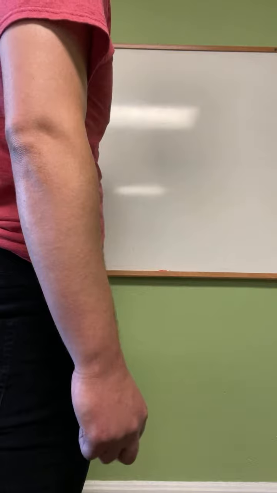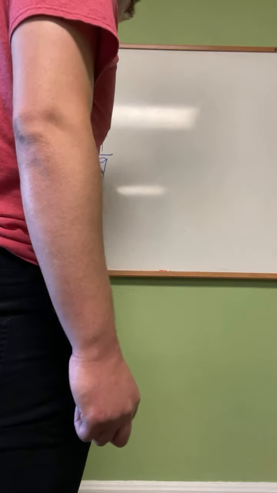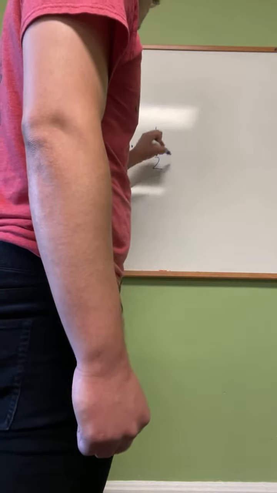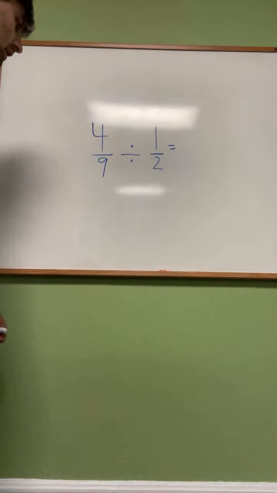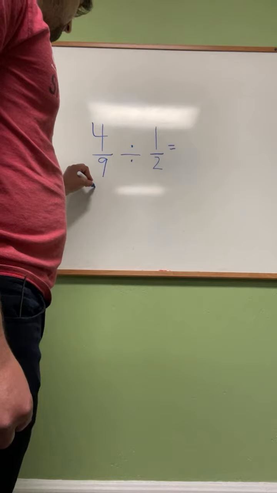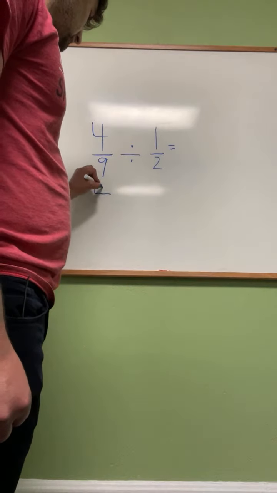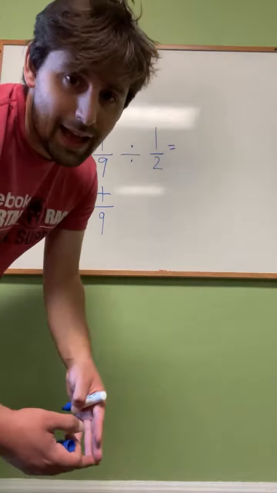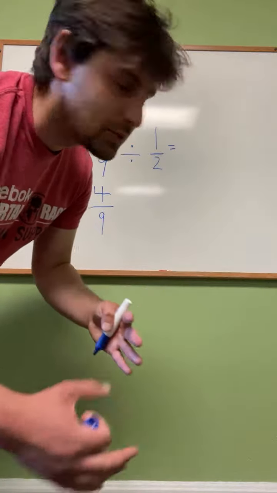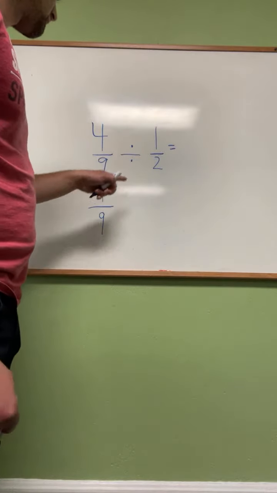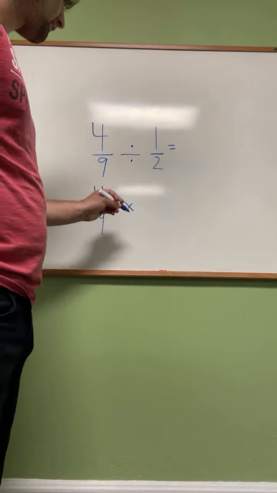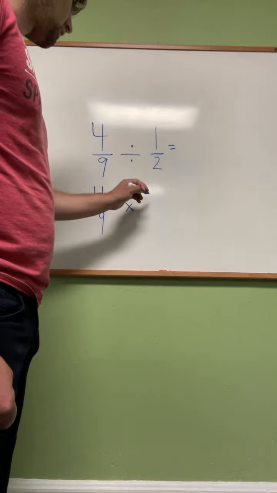Okay, let's say another example. We have 4/9 divided by 1/2. All right, so 4/9, we keep that the same. I don't think I have to keep writing the numbers. I think you'll understand: keep, change, flip. But 4/9, we're keeping it. The division sign, we're going to change that to a multiplication sign. And then the 1/2, we are going to flip it. 2 over 1.